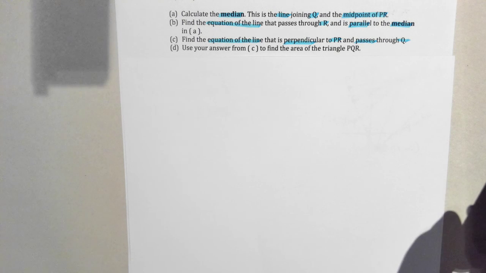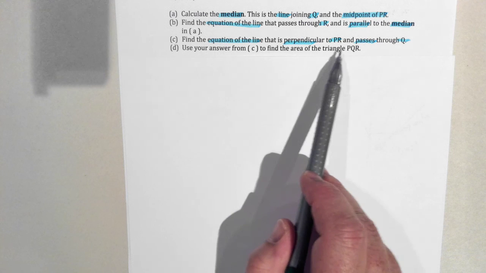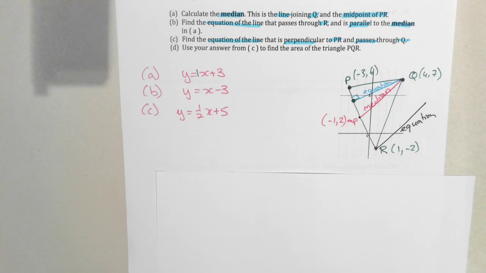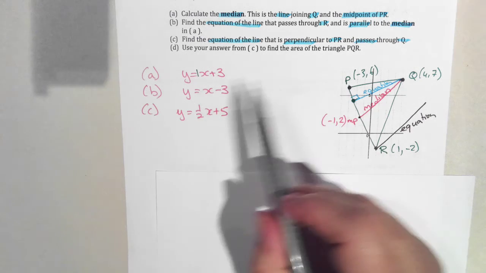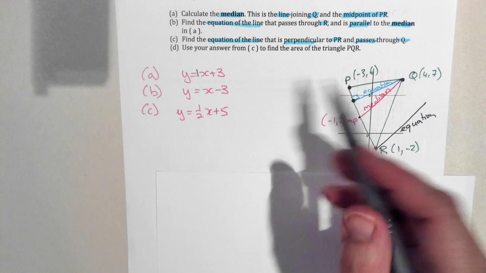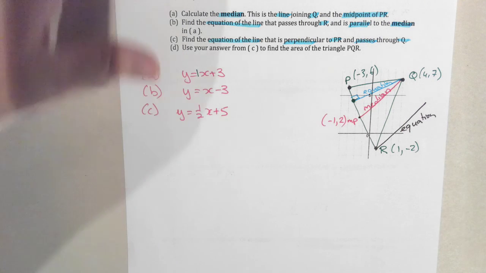Question 5d. It says use your answer from C to find the area of the triangle PQR. Okay, so let's have a look. We've got our triangle here, PQR, and it wants us to use this answer that we've got from our previous question. So we need to take into account what's going on here with that line and understand.